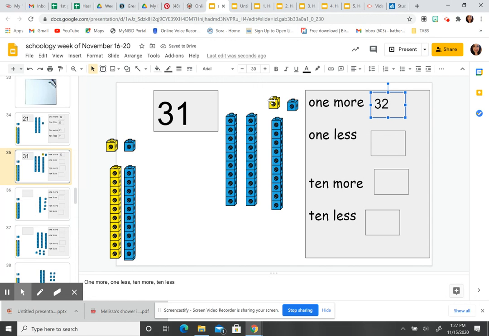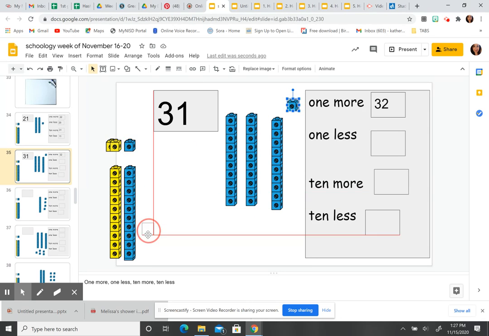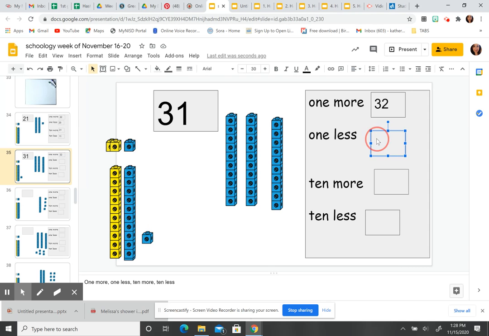Okay. Now before I do anything else, I need to reset back to my number 31. Now I want to do one less. So that means I need to take away just a 1. And go ahead and count to see what one less than 31 is. Count what you have right here. And go ahead and write that number on your board. And you should have counted 10, 20, 30. So one less than 31 would be 30.